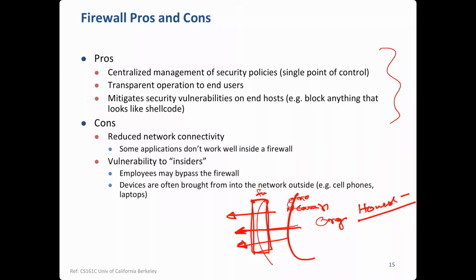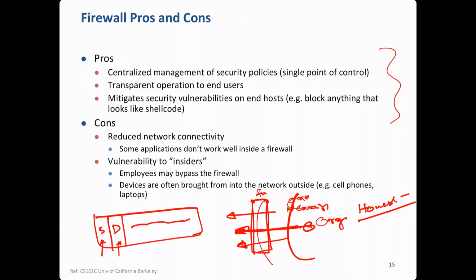What happens if there is an employee who's sending company confidential information to the outside world? How does the firewall find it out? A simple firewall won't. It will look at only source address and destination. Source address inside, destination could be anything. Inside could be very important company confidential information.